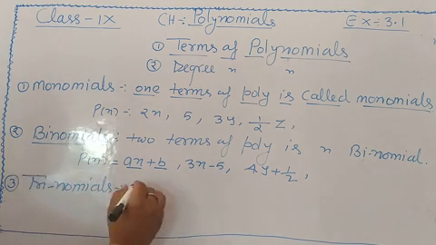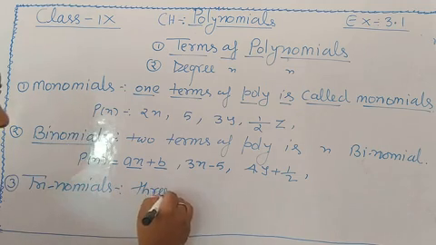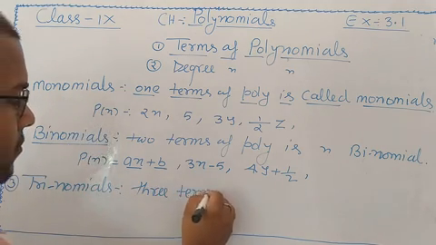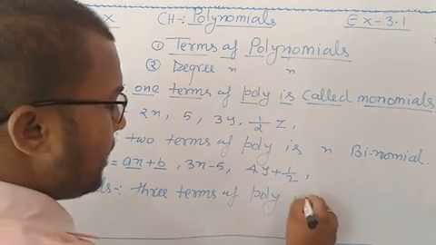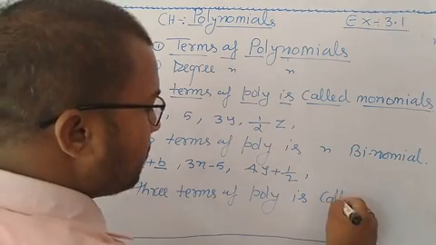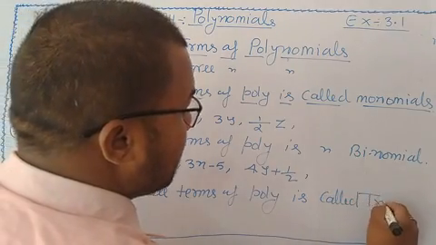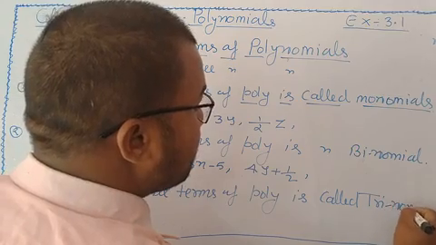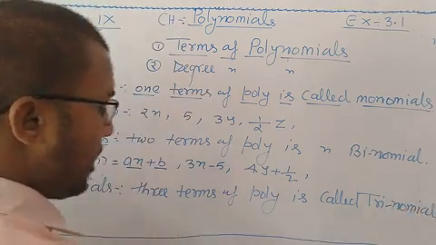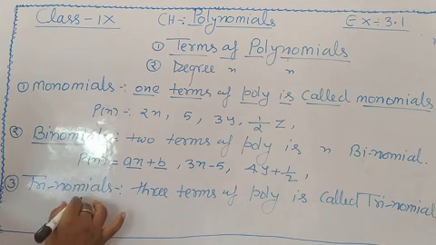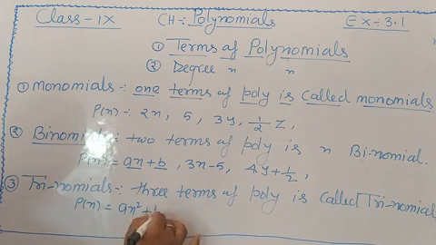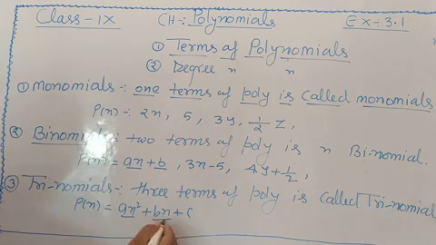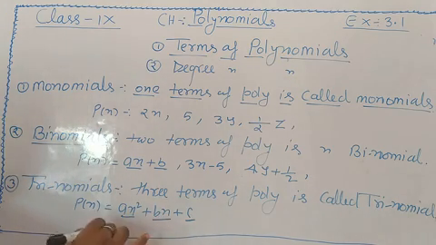Trinomials means three terms. A polynomial with three terms is called a trinomial. For example, p(x) = ax² + bx + c is called a trinomial.